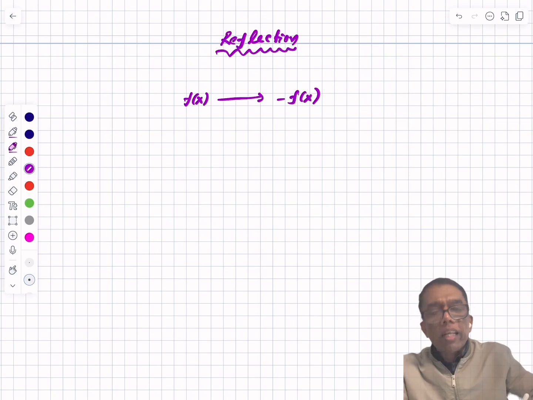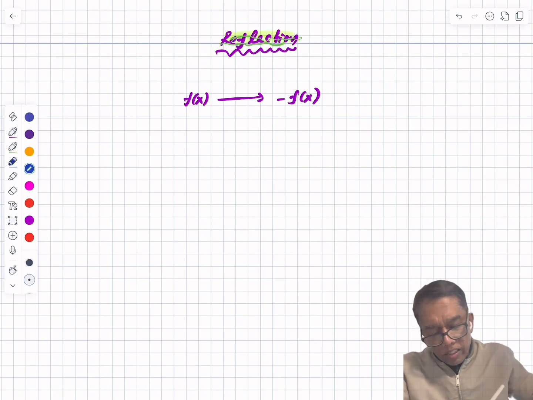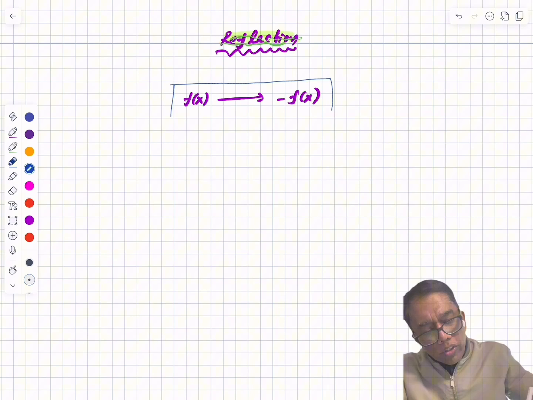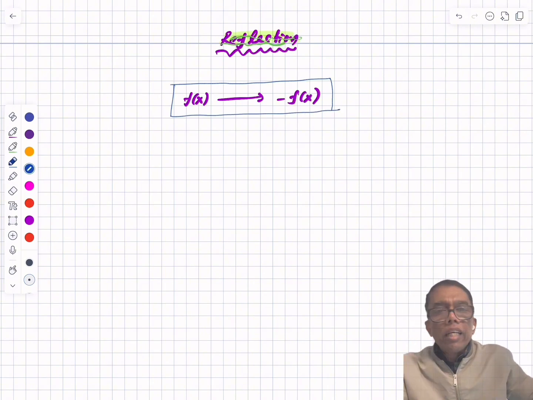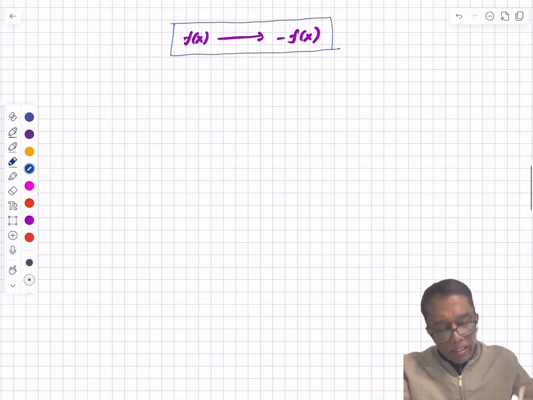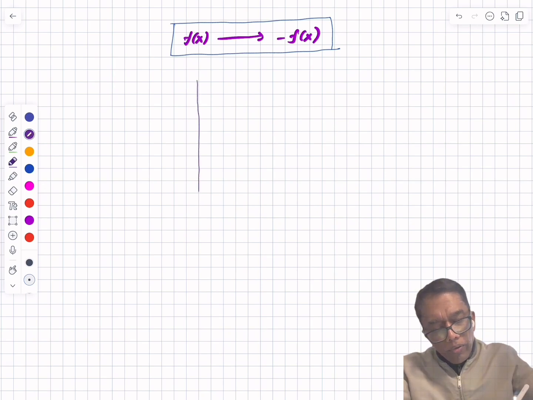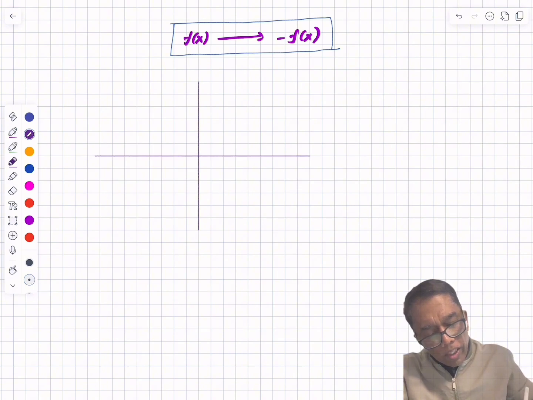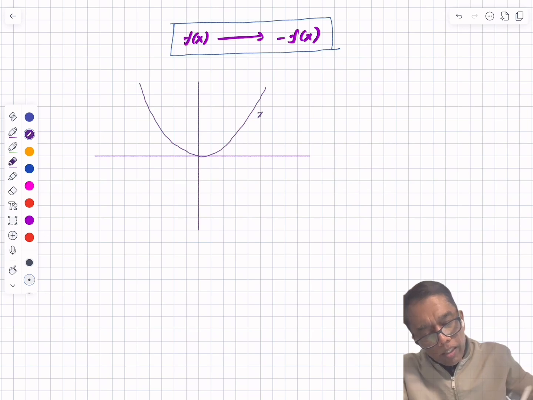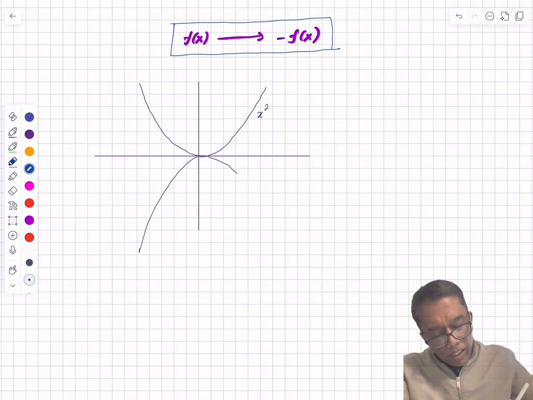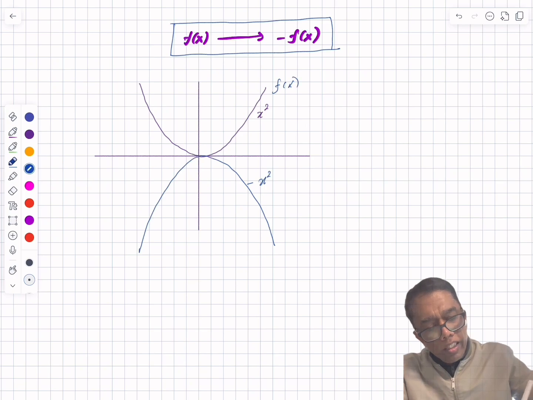Let's go to the next transformation. It is reflection. What is reflection? If f(x) goes to −f(x), it is reflected in the x-axis. I'll draw the graph now. Think about f(x) = x². This is x². If it is negative x squared, negative f(x), it is reflected. This is f(x), this is negative f(x).